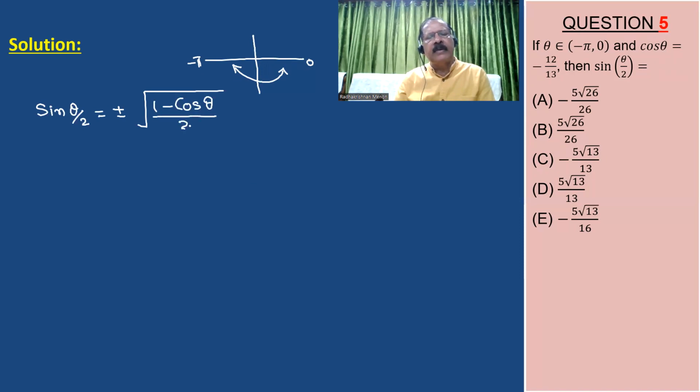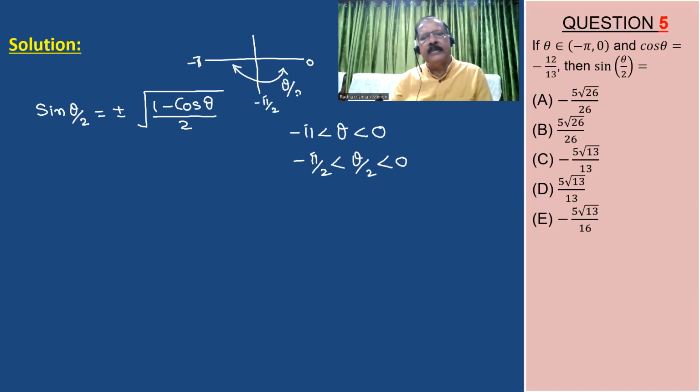If cos theta is given, how to find out sin theta by 2? The formula. Whether we have to take plus or minus, which sign we have to take, that depends upon where theta by 2 lies. So it is given that minus pi less than theta less than 0. So divide by 2 or multiply with 1 by 2. So minus pi by 2 less than theta by 2 less than 0. Minus pi by 2 is lying here. So theta by 2 lies in the fourth quadrant. Fourth quadrant sine is negative. So we have to take minus sign.